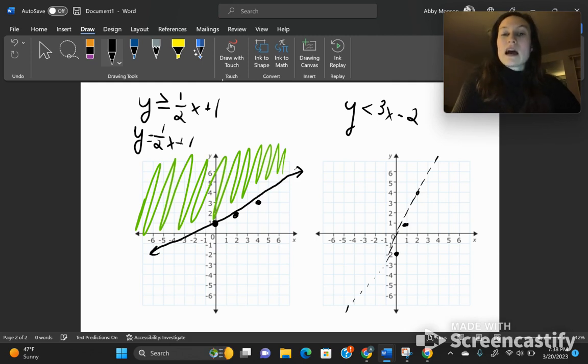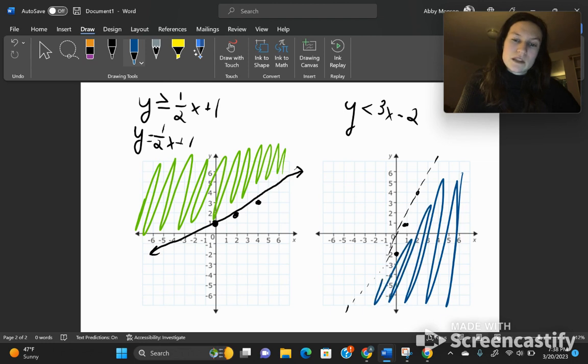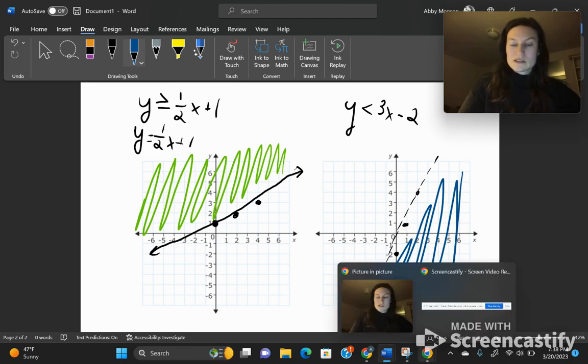Okay. Now, it's less than 3x minus 2. So that means every xy ordered pair that makes this true has to be below the line. So we shade below. Okay? Let's try the IXL. Like I said, not as hard as it looks.